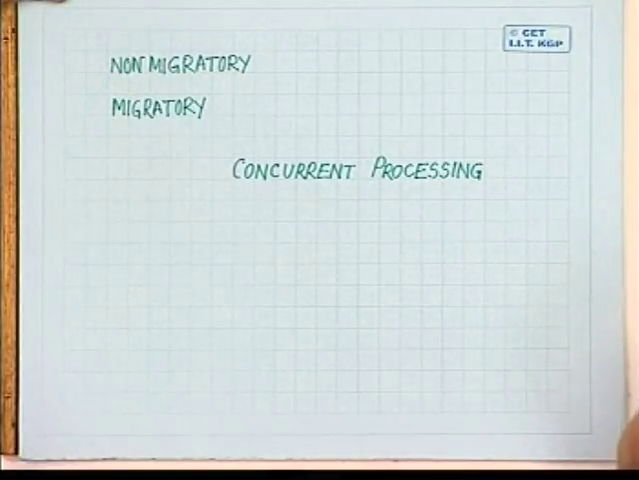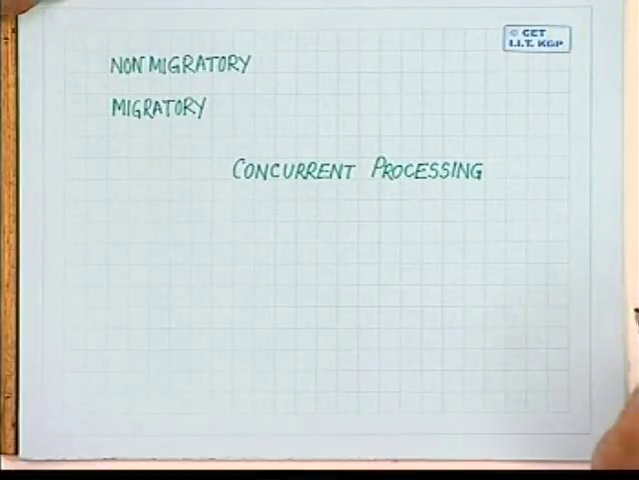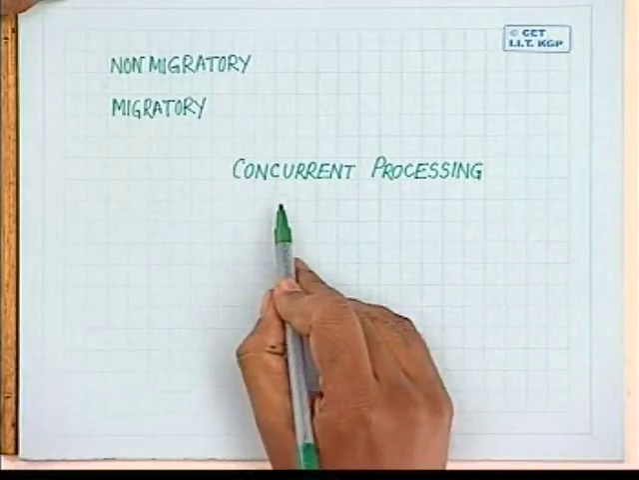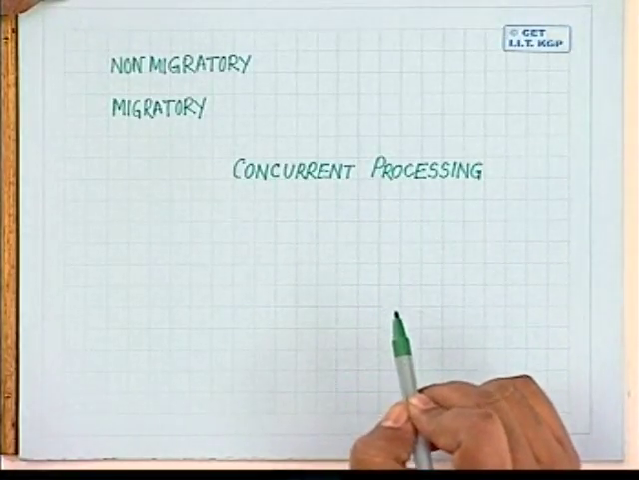So we'll come back to our scheduling in distributed environment sometime later. Before starting the scheduling, let us try to find out what is concurrent processing, and when you break a task into a number of subtasks, what are the conditions that must exist for the subtasks to be executed concurrently.